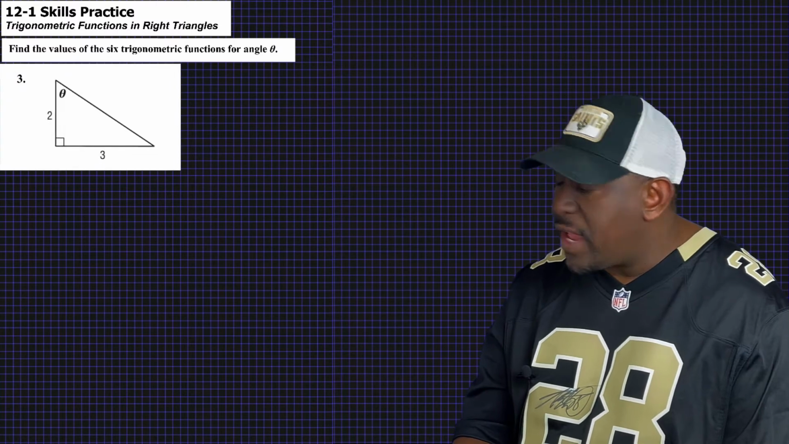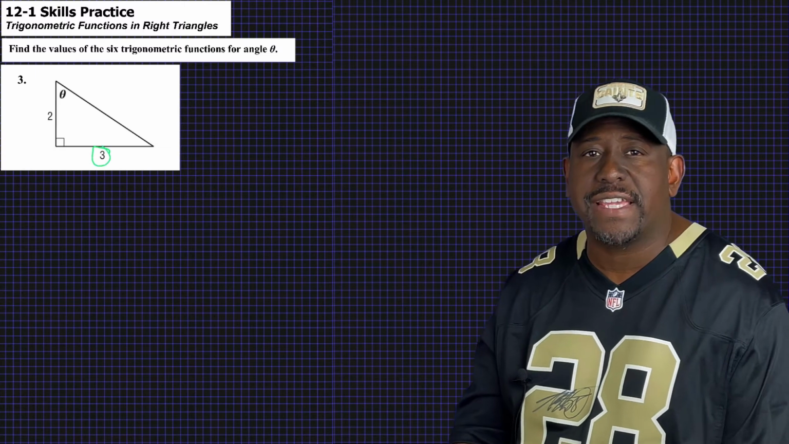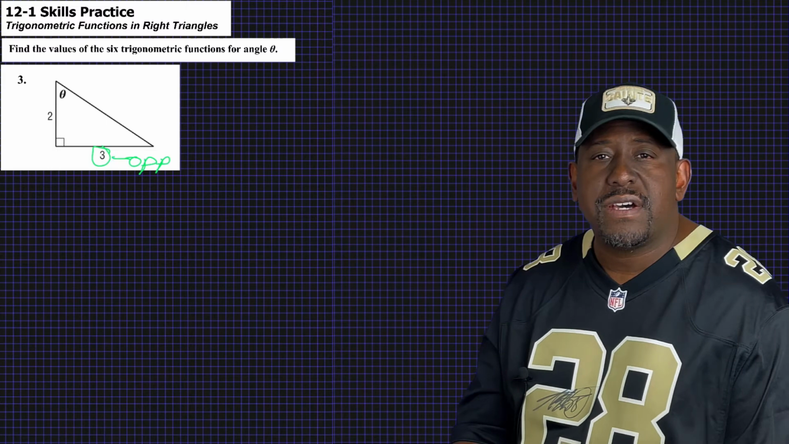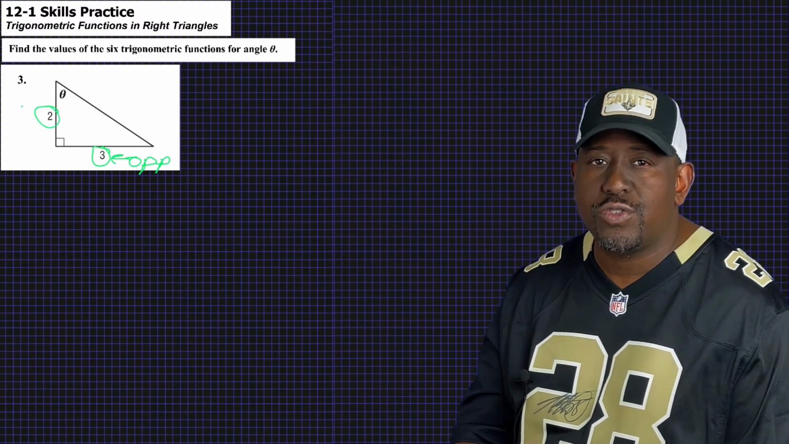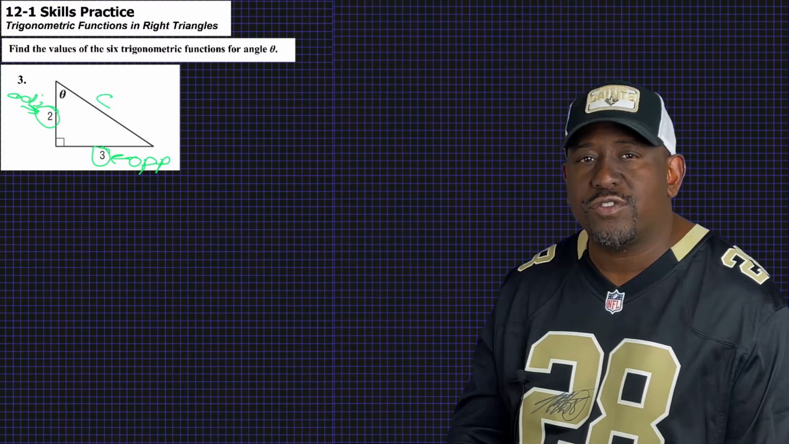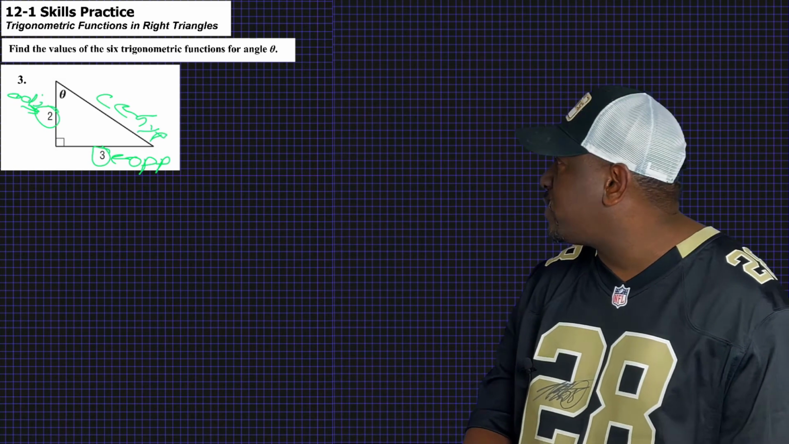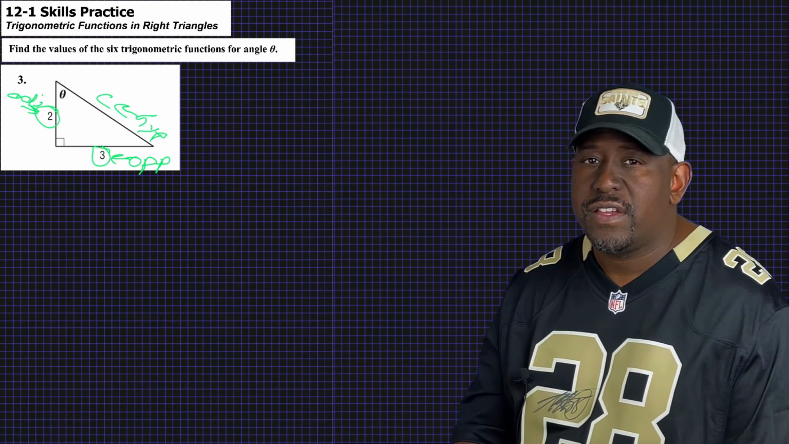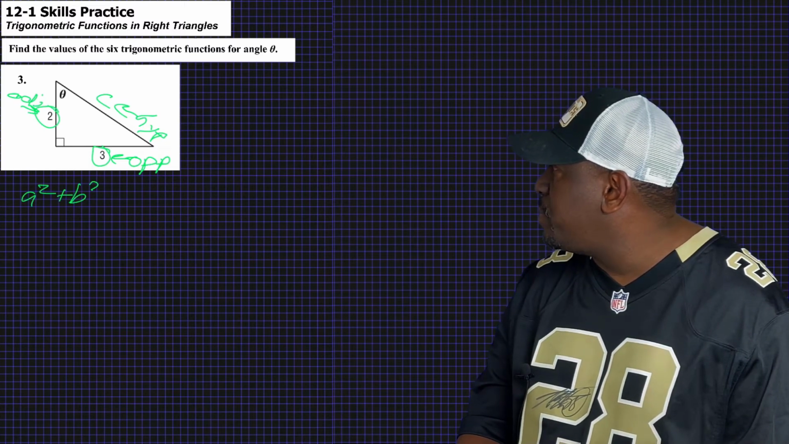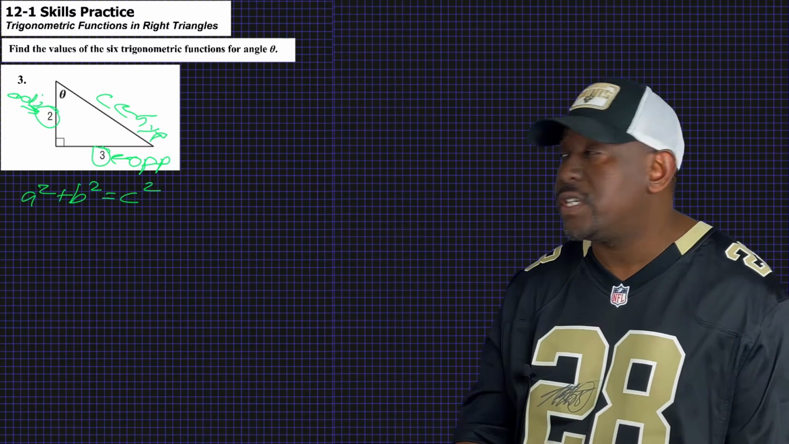Now we have a triangle where we're given the opposite and adjacent side again. This time our opposite side is 3. Our adjacent side is 2, and again the hypotenuse is unknown. Just like the first problem, which follows the same format, we have to solve for c. So we set 2 equal to a, we set 3 equal to b, and we're going to substitute into the Pythagorean theorem and solve for c.